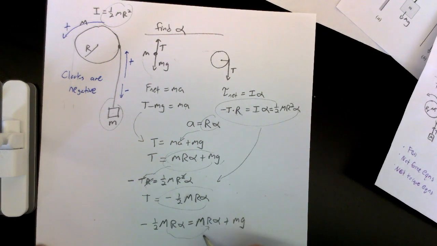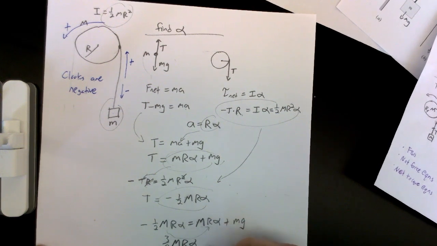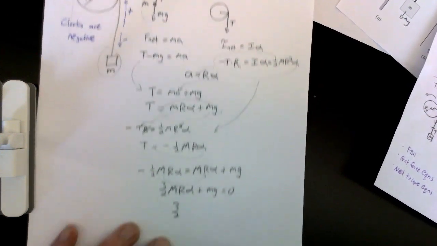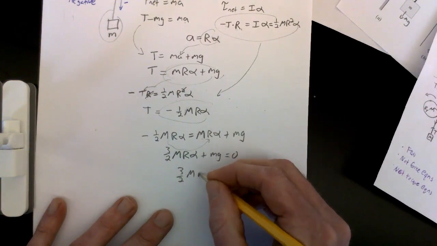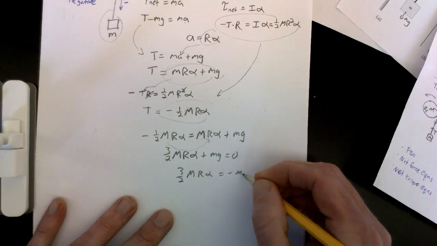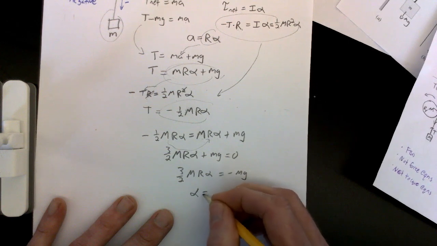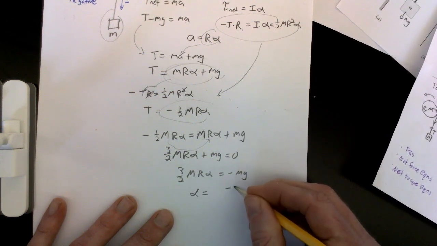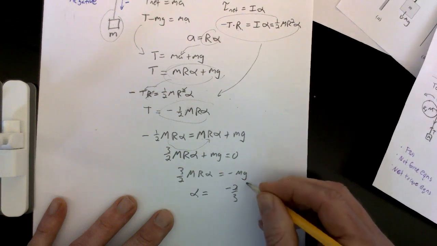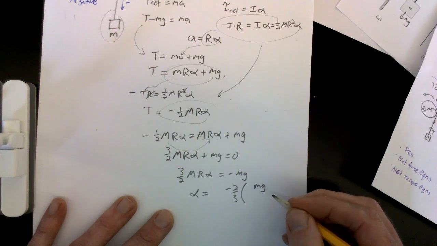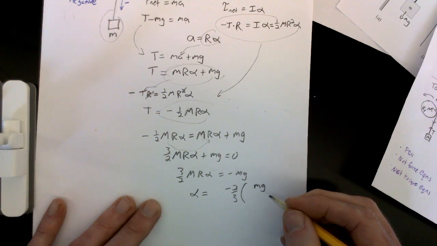Okay, so now I can bring this over here so I can get this as 3/2 m r alpha plus mg equals 0. So now I'm solving for alpha, so I'll do 3/2. Oh my gosh, I went off the page. 3/2 m r alpha equals minus mg. And then I should be able to just do alpha equals minus 2/3, which I don't really care about. And then on the top here, I've got mg. Oh no, I did something wrong somewhere.